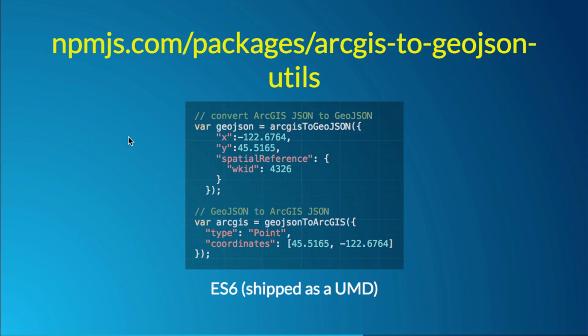But if you're interested in using a utility library that just parses back and forth between those formats, it's there, it's written in ES6, it's shipped as a UMD module, so you don't need to necessarily use something like Babel or any of those new crazy tools. You can just use regular JavaScript.